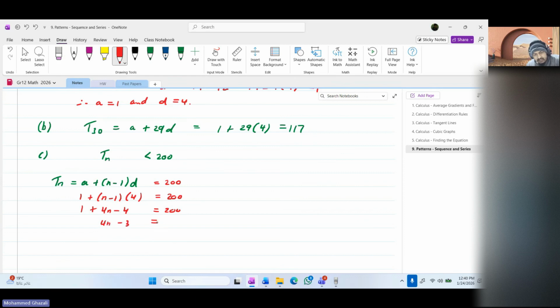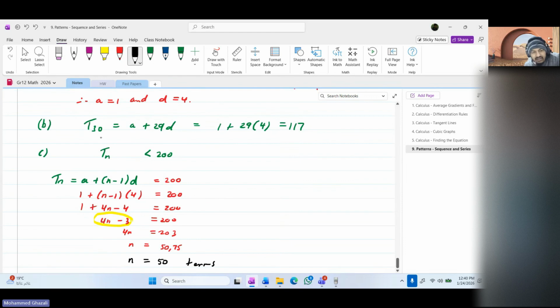4n minus 3 is equal to 200, so 4n is equal to 203. So n is equal to 203 divided by 4, which is 50.75. It means that at 50.75, you're going to have 200. Recall your Tn formula, 4n minus 3. So n must be just 50. There are 50 terms which are less than 200.